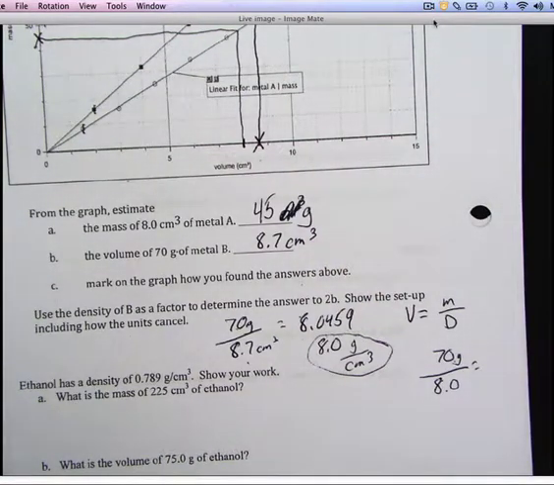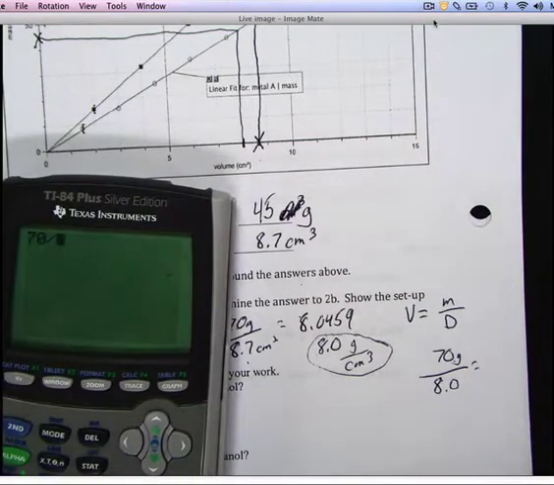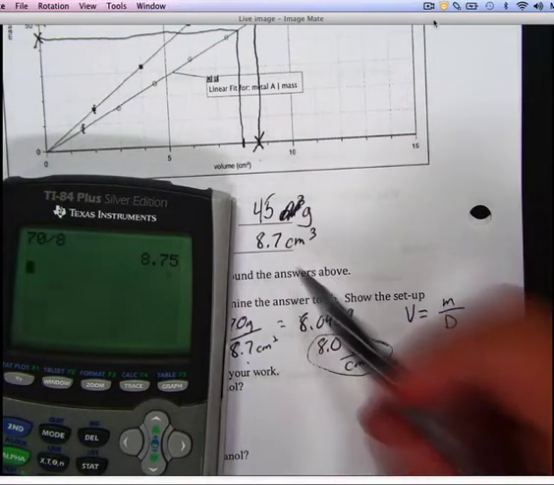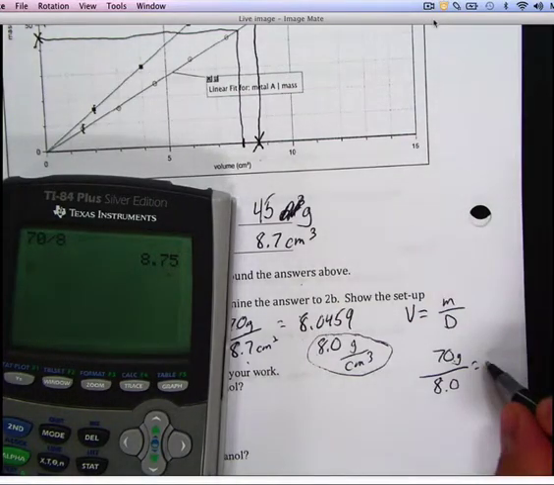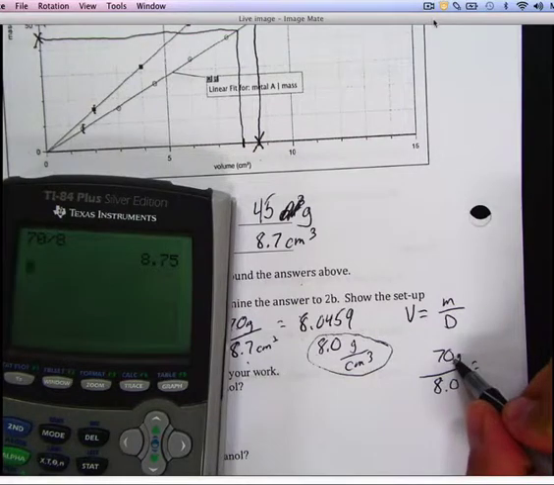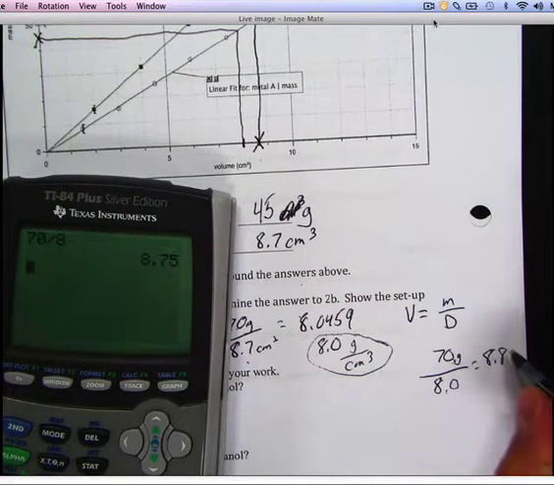Let's check it out. 70 divided by 8, enter, 8.75. We got 8.7, so our measurements were pretty right on. And if we round this to two sig figs, it's going to go to 8.8 cubic centimeters.